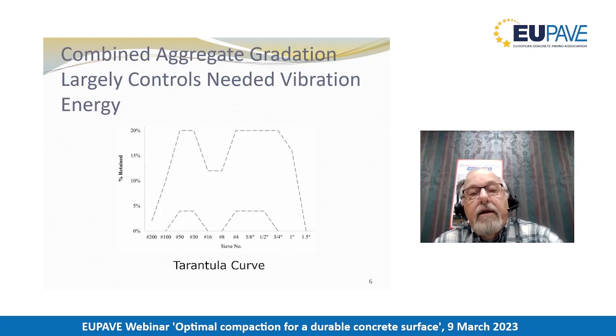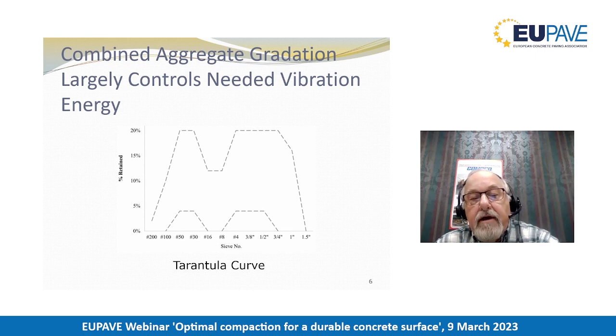So in terms of combined grading, this very much controls how much vibration we require for consolidation. What's on the screen is the tarantula curve. For many, many years in the construction industry, we have used the Shilstone chart for gradation. And that's, if you're aware of that way that we combine aggregates, it would give us a measure of workability that was desirable for slipform paving operations.